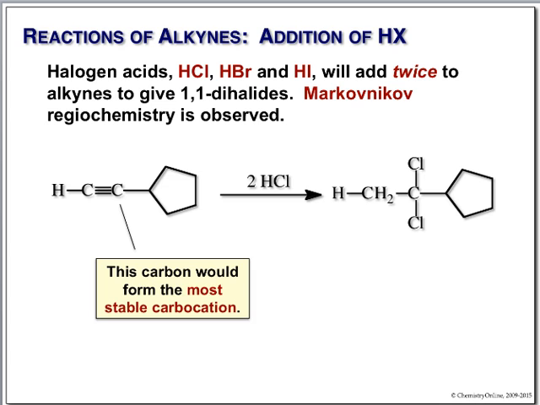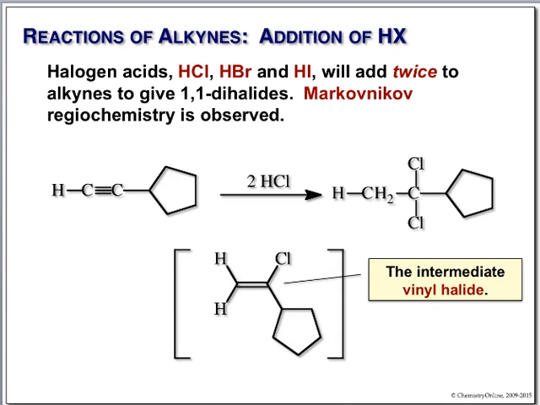So we add the thing twice. The intermediate here is this guy. After we've added it once, we wind up with this alkene. Now, look at this alkene and ask yourself the same question. Which of these carbons is going to form the more stable carbocation? Well, this is primary. This is not only still secondary, but it has a chlorine next to it. Remember, the chlorine can stabilize by resonance. So this is really a very reactive intermediate, and the second mole adds very rapidly. Any questions?